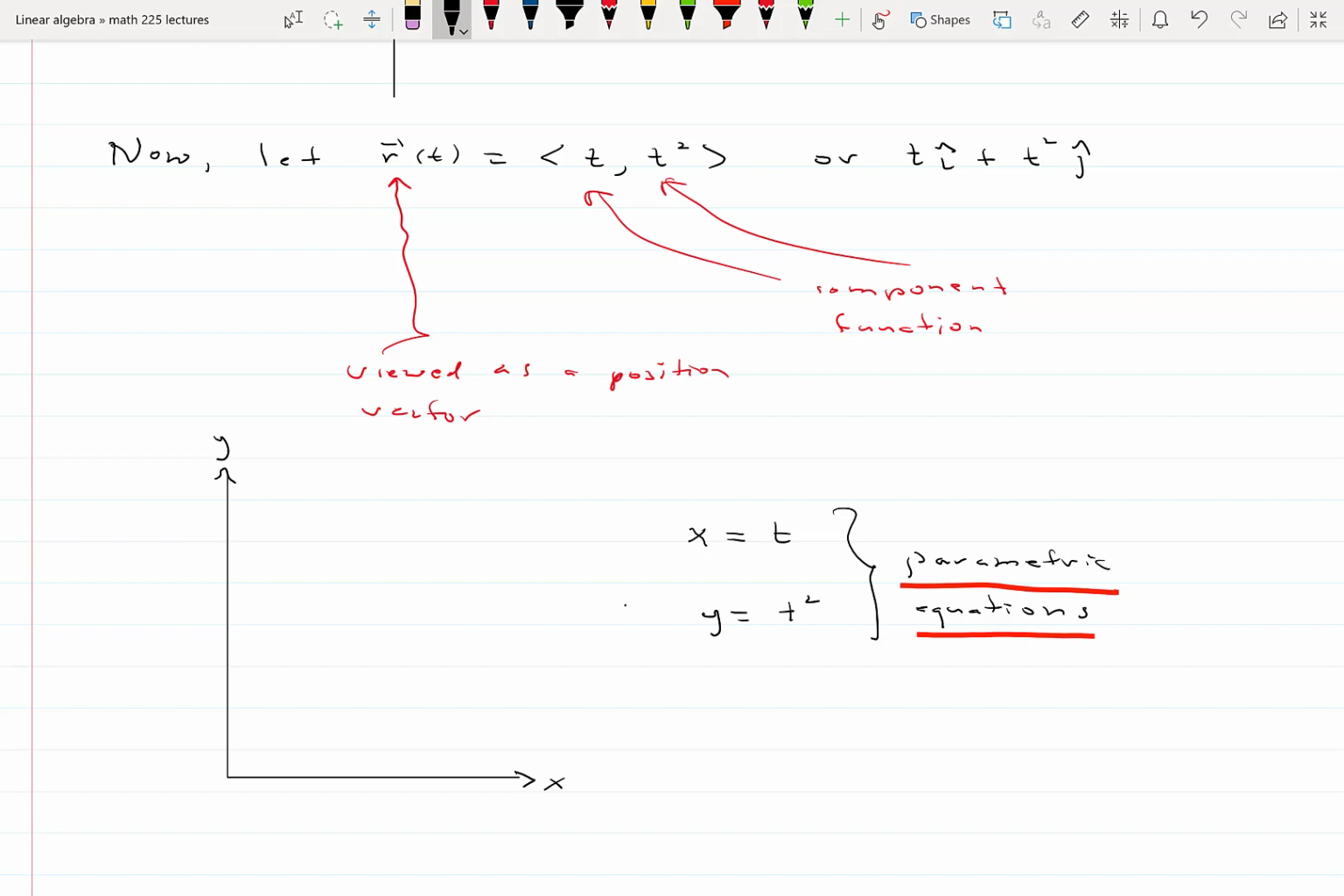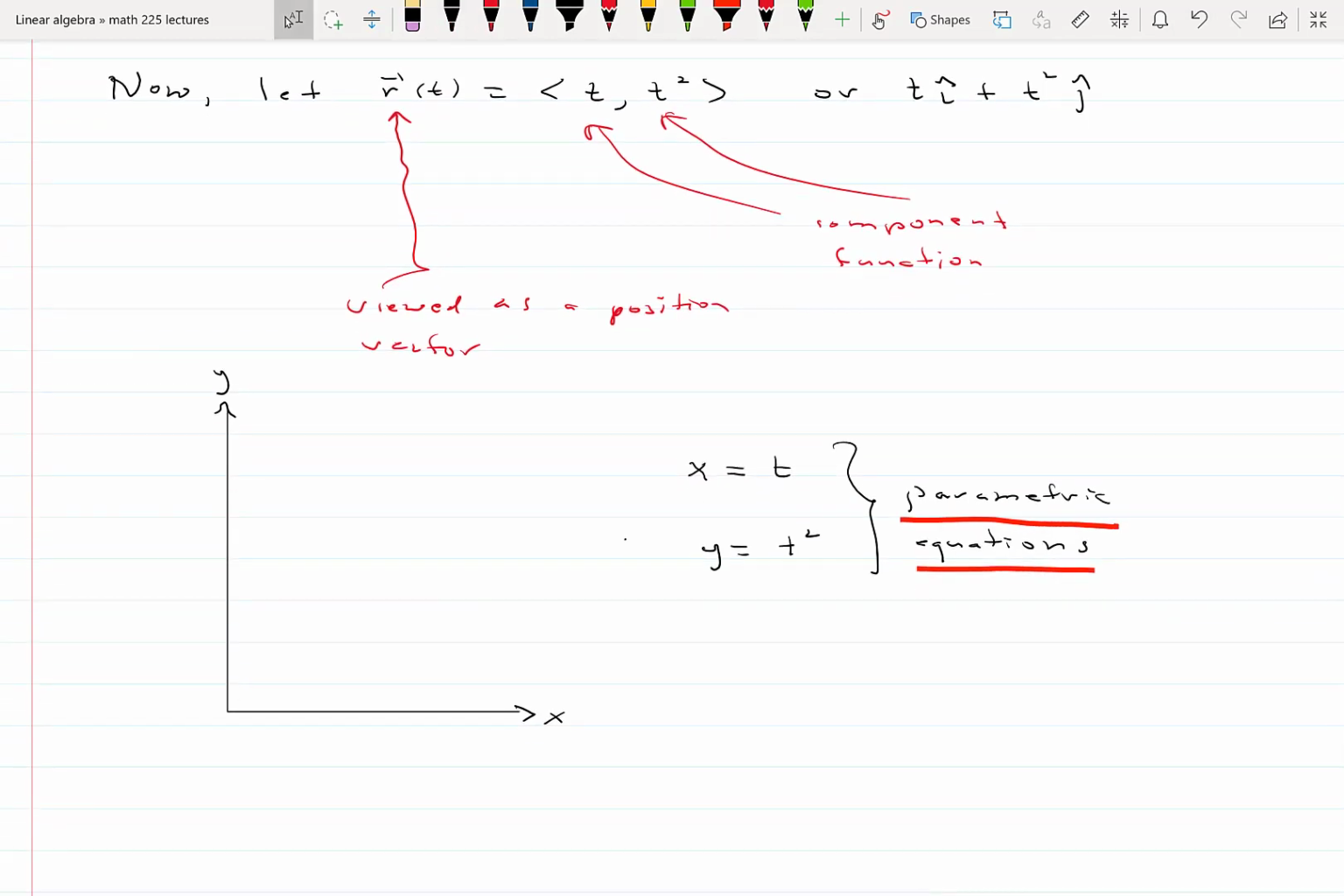Parametric equations are a way of expressing the x and y values of a curve, or x, y, and z values of a curve, in terms of a third variable, t, very often considered time. And in that way, you have something called parametric equations. t is called the parameter.